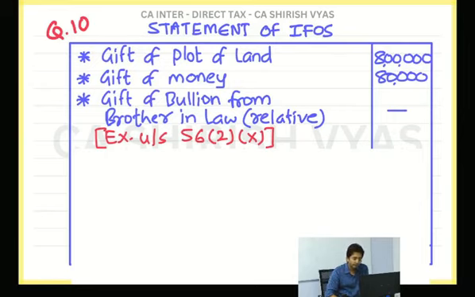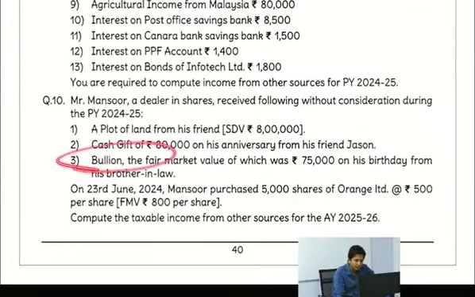Then tell me, what if it was not a brother-in-law? Then above 50,000 fully taxable. Then we would have waited to aggregate also. Aggregate you have to see. But in aggregate there is no tension. This is the only item.